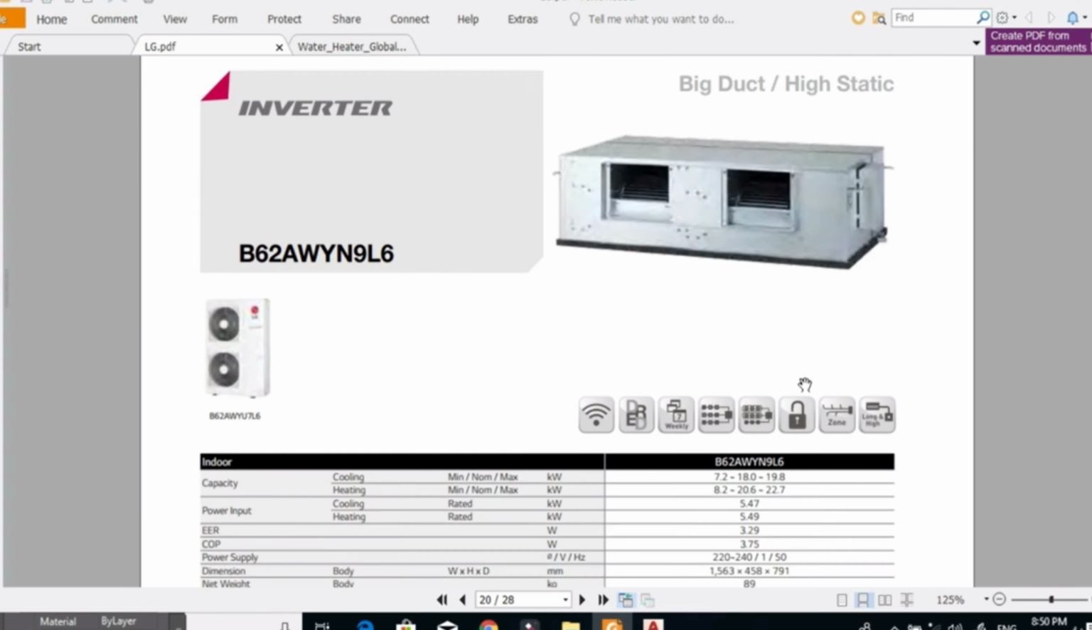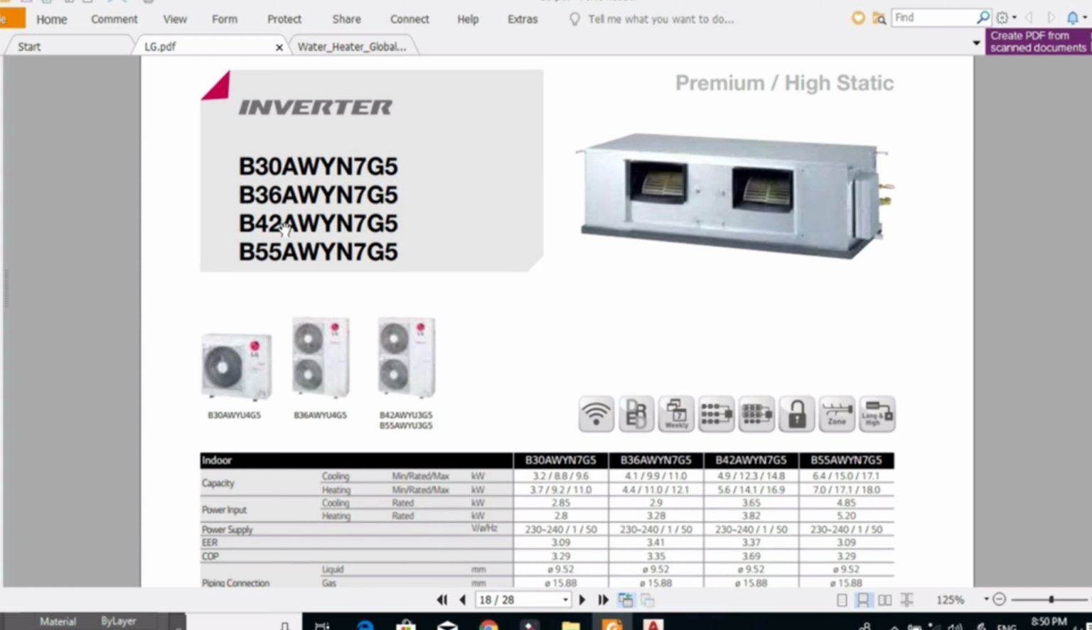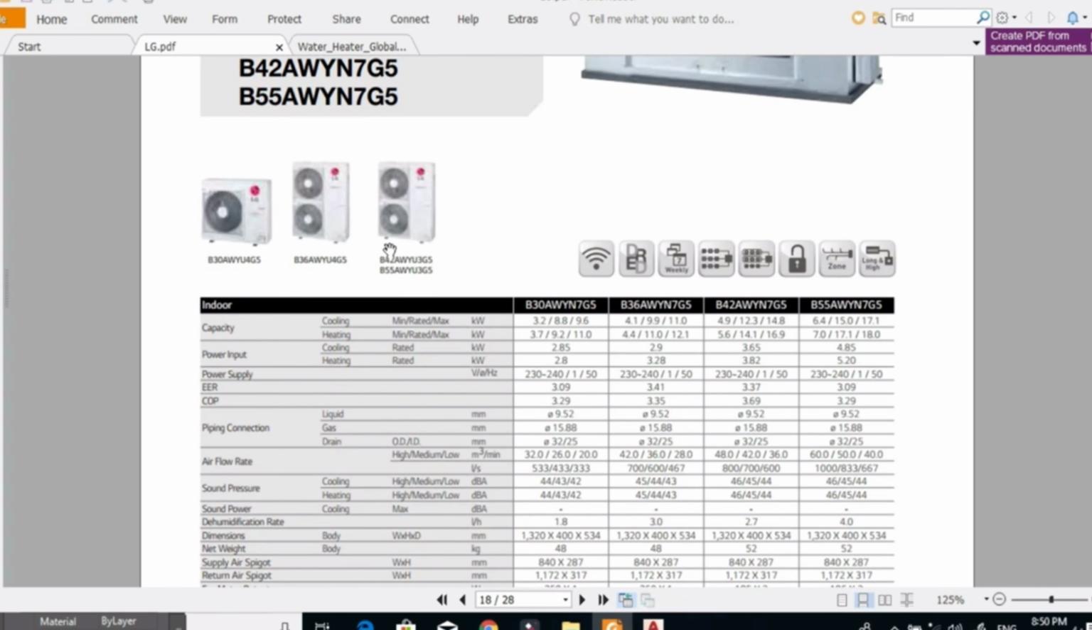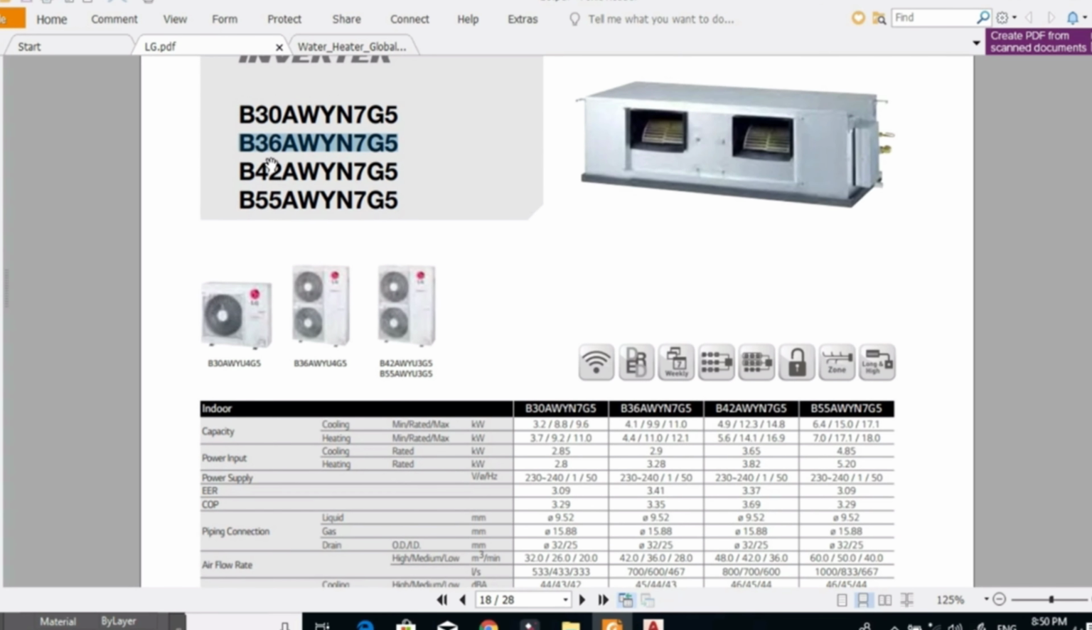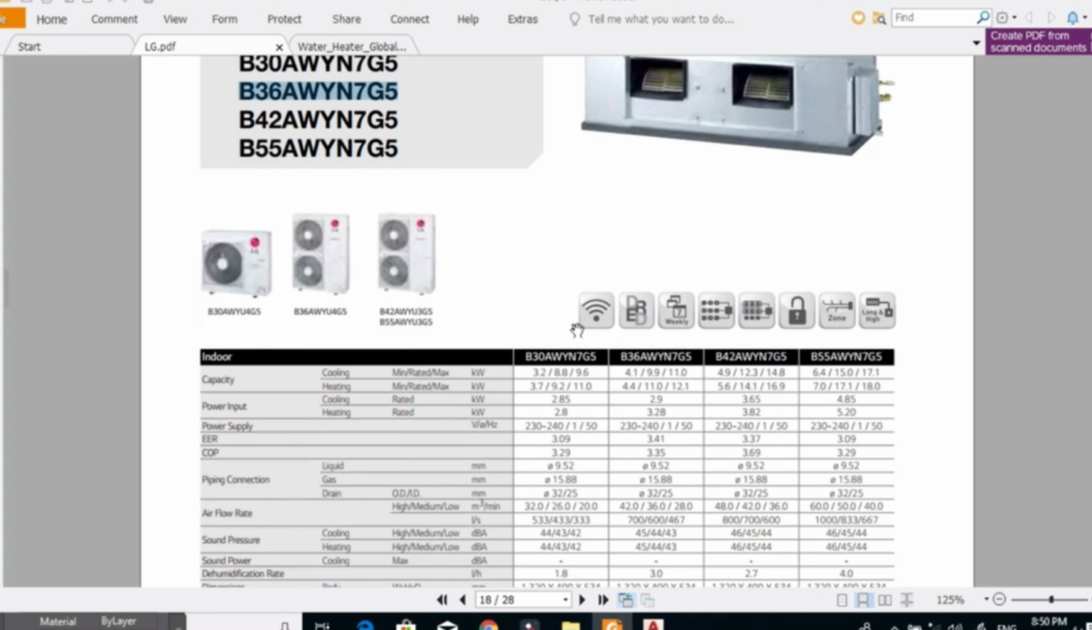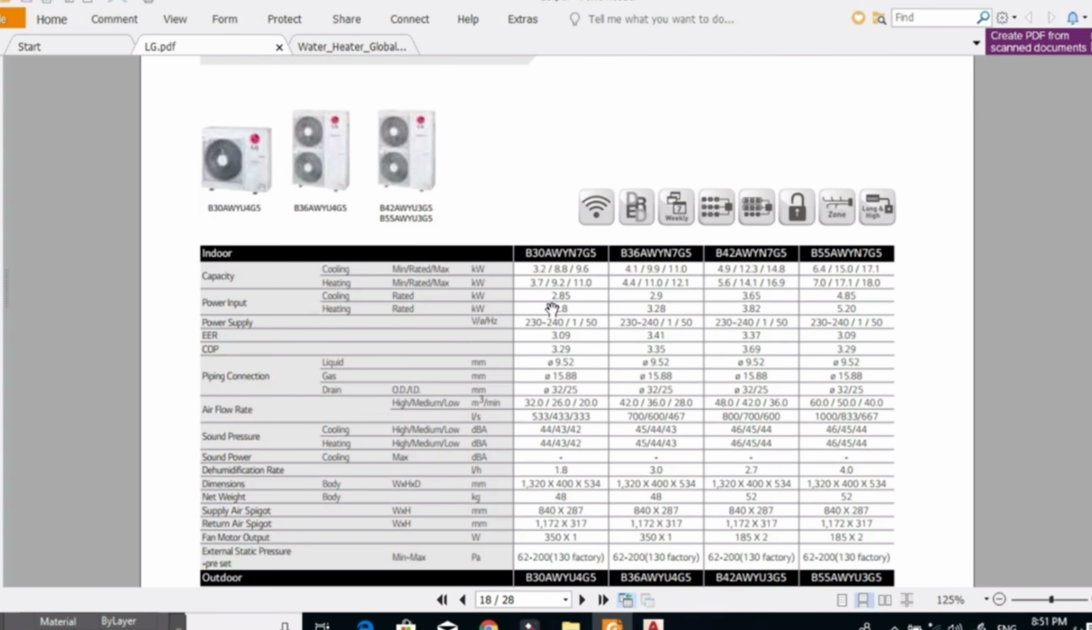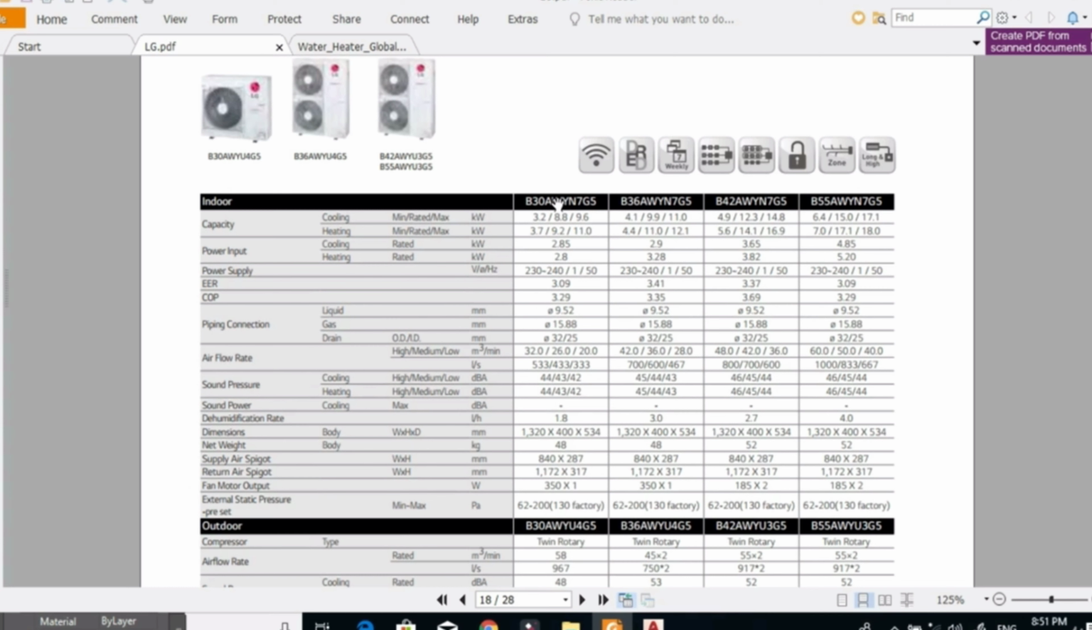Now see here, this is a duct split catalog. Now I have three sizes of the duct split units: 36,000 BTU, 60,000 BTU and 42,000 BTU. Now if I want to extract electrical data for 36 AWY, this is the name of the brand, because it is 36,000 BTU or 3 ton. Now see here this table.